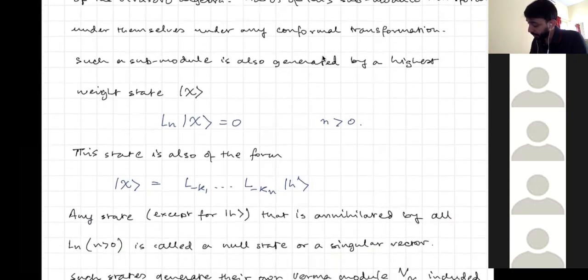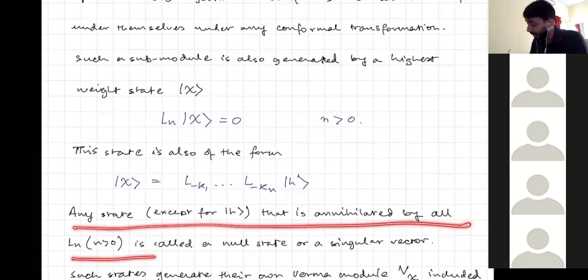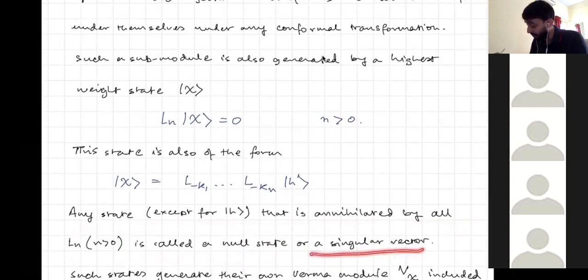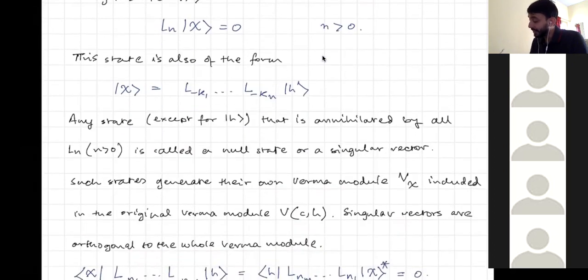Any state, except for this h, that is annihilated by all the L_n is called a null state or a singular vector. Such states are going to generate their own Verma module V of chi, which is included in the original Verma module V of h. We will see that these singular vectors are actually orthogonal to the whole Verma module.